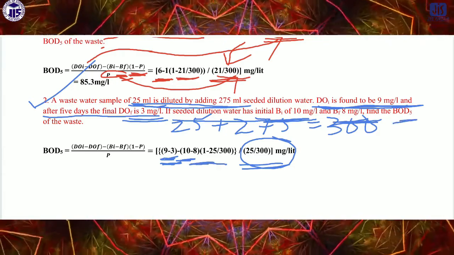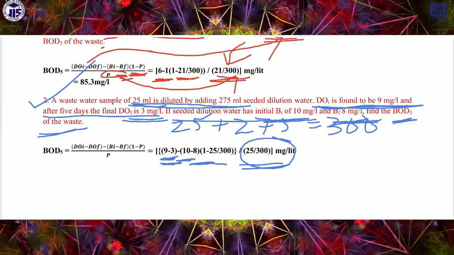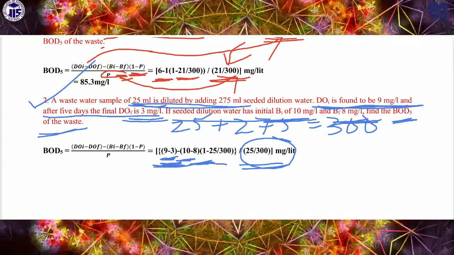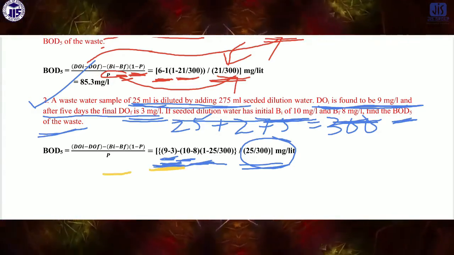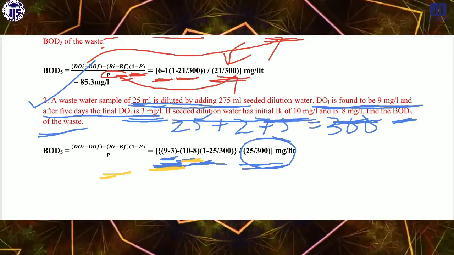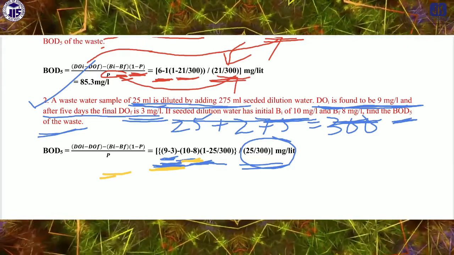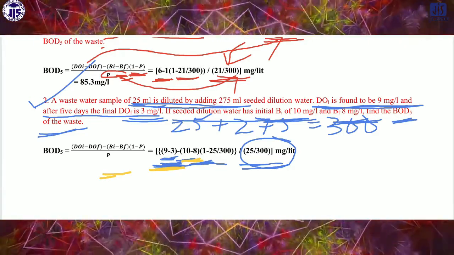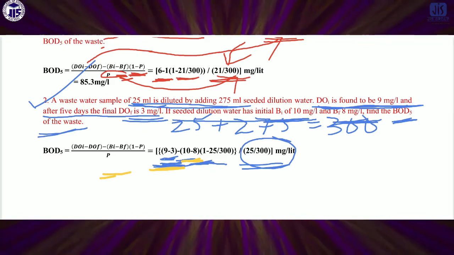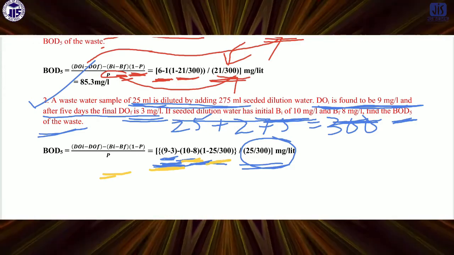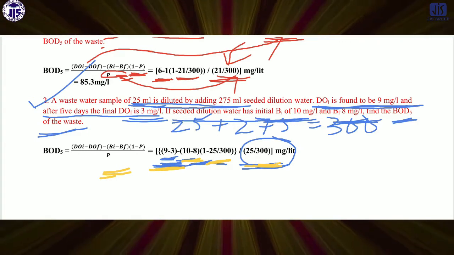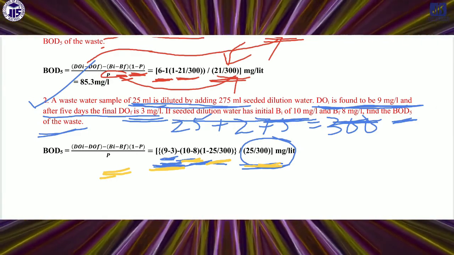So find the BOD5 of the wastewater. All the values are given here now. So DI minus DF is 9 minus 3, and BI minus BF, look here, 10 minus 8. Now 1 minus p, I already told you that p here is 25 by 300. So it will be 1 minus 25 by 300, and divided by p, so divided by 25 by 300. So what will be the answer? Just calculate it in this way.